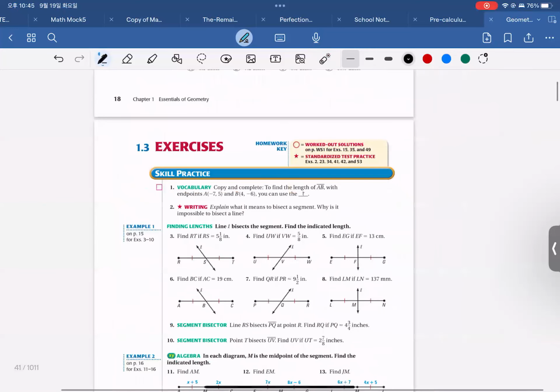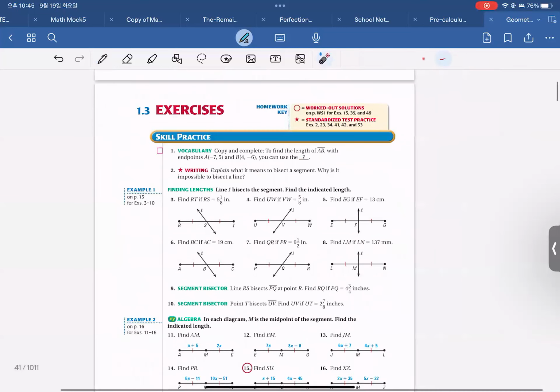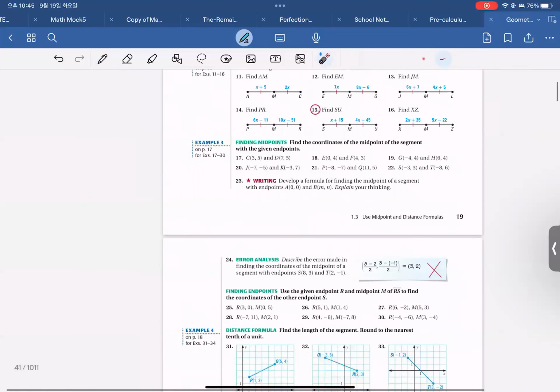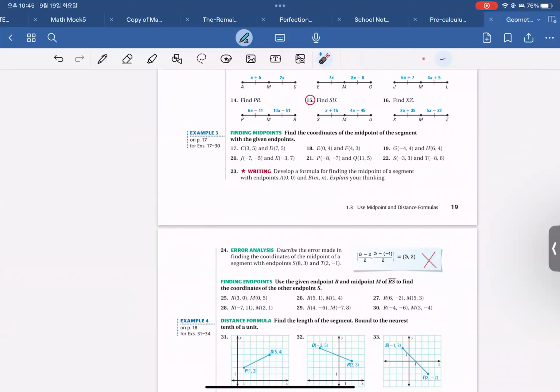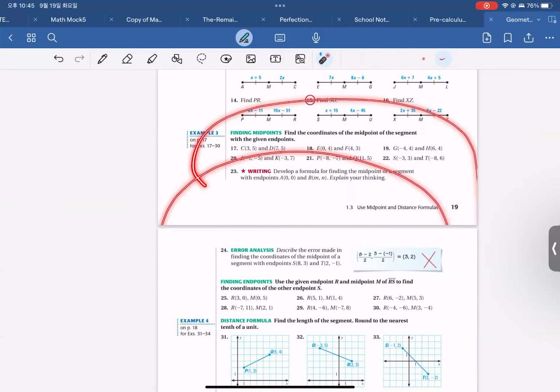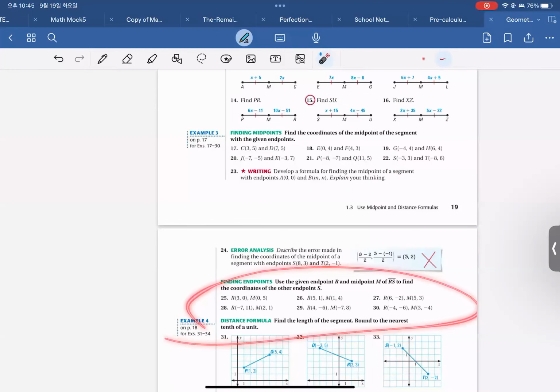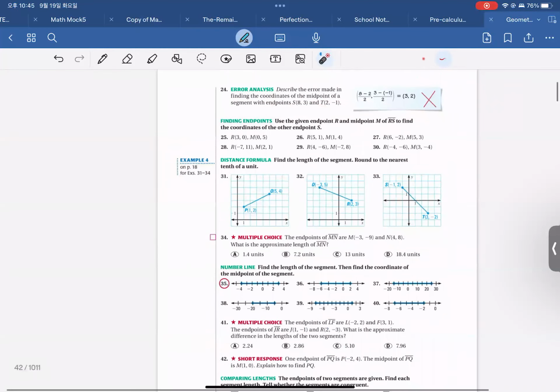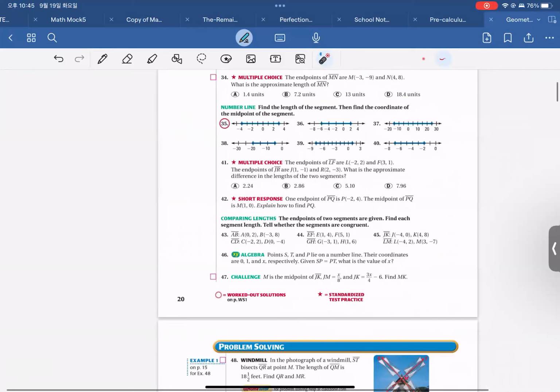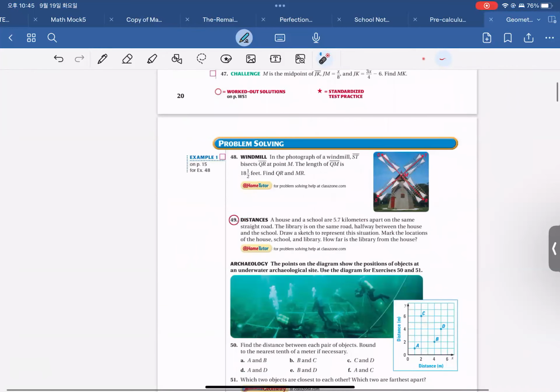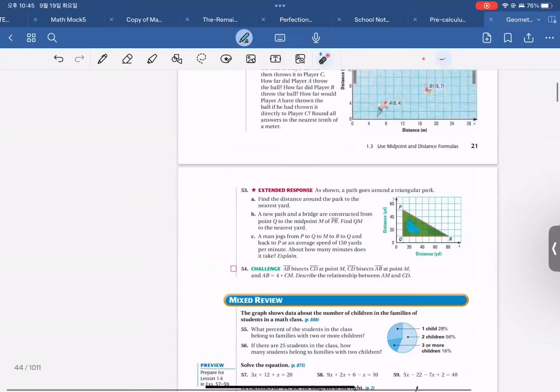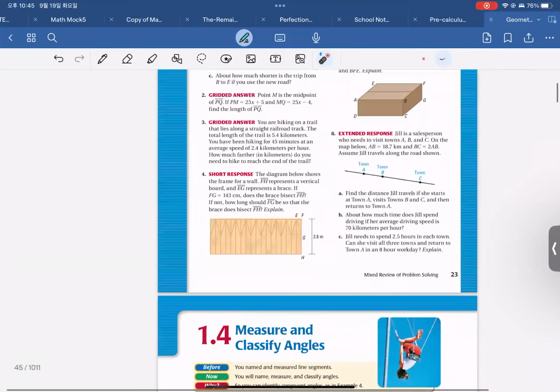If you really want to get practice with segment bisectors or just getting comfortable with midpoint formulas and the distance formula, I suggest that you just practice these questions here because they're really helpful in getting really used to it, because it can be difficult at first, right? If you don't really know the formulas. But let's lastly move on to 1.4 on measuring and classifying angles.